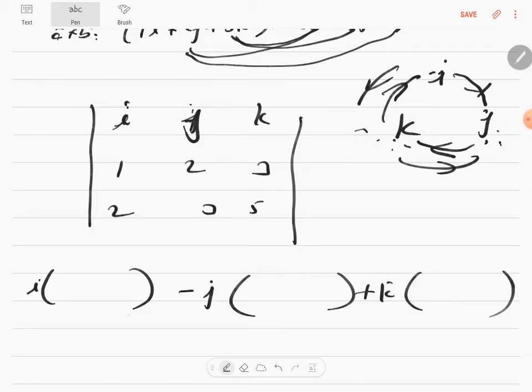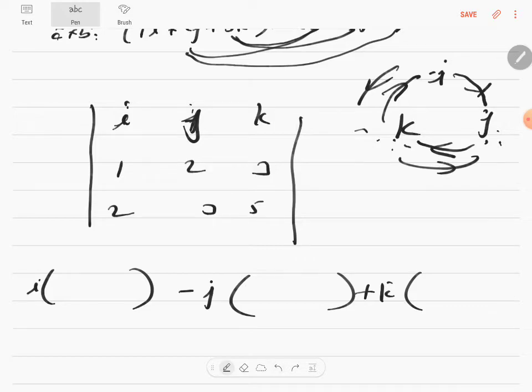And what am I going to fill in? When I write i into, I have to ignore the row and column where i is, and do top to bottom minus bottom to top. Multiplication: 5 2s are 10 minus 3 3s are 9. So top to bottom minus bottom to top, 10 minus 9. Are you clear?